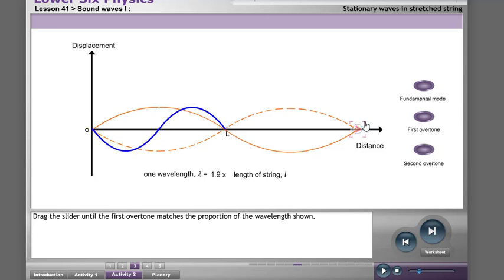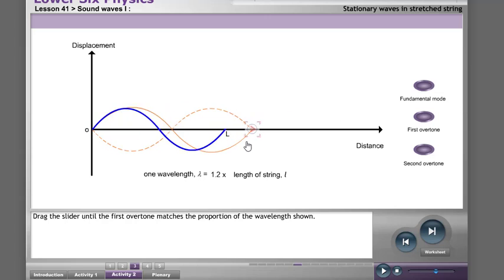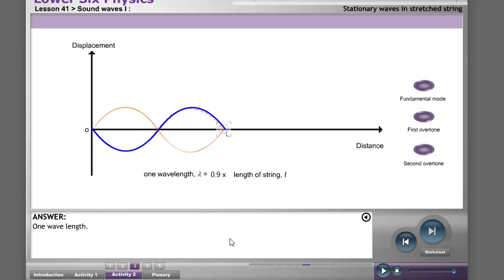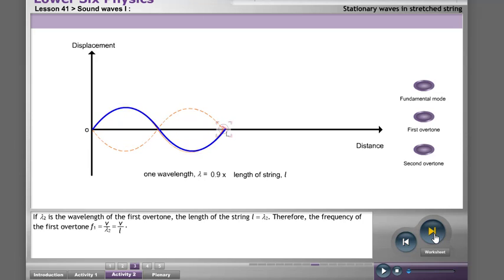Drag the slider until the first overtone matches the proportion of the wavelength shown. How many wavelengths are equal to the length of the string? Answer: 1 wavelength. If lambda 2 is the wavelength of the first overtone, the length of the string L equals lambda 2. Therefore, the frequency of the first overtone, F1, equals V over lambda 2, which equals V over L.